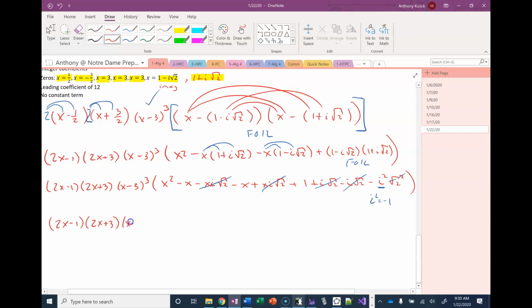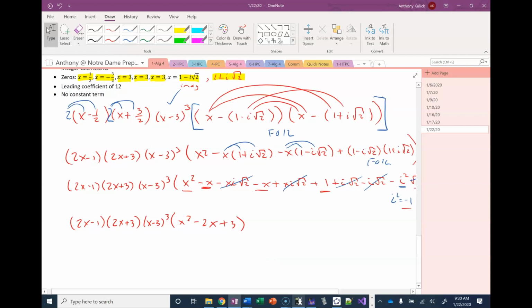So when I now combine, I have an x squared. I have a negative x and another negative x. That'll give me negative 2x. I have a 1 minus 2 times negative 1. Well, 2 times negative 1 is negative 2. And 1 minus a negative 2 is positive 3. So that's that.